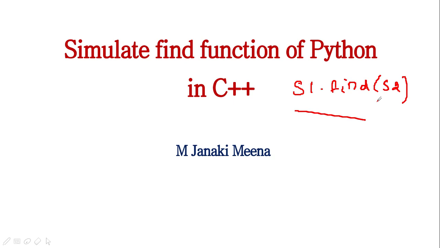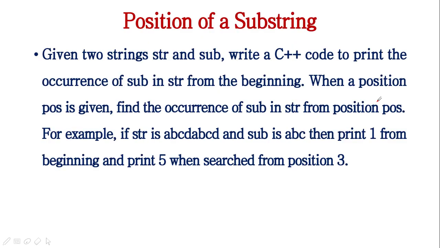With that in mind, the problem is formulated. So let us see the formulation of the problem. The title of the problem is position of a substring. The statement goes like this. You are given two strings str and sub, and you have to find out whether sub is part of str. You are going to write a C++ code and you have to print the occurrence of sub in str from the beginning. That is the first occurrence.